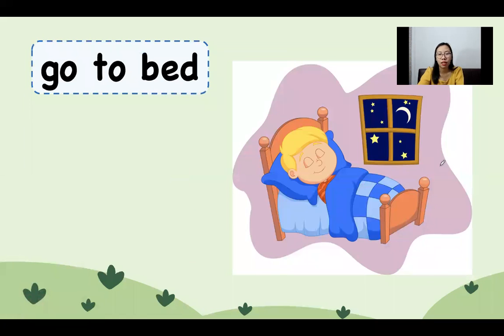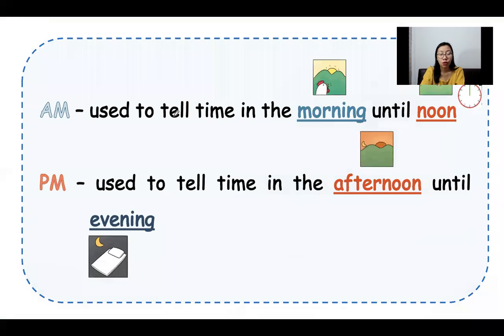And last one, look at the bed now. Go to bed, or sleep. Okay, now do you remember? So AM we use it morning until noon, morning until lunch. And then we use PM, afternoon until we sleep.